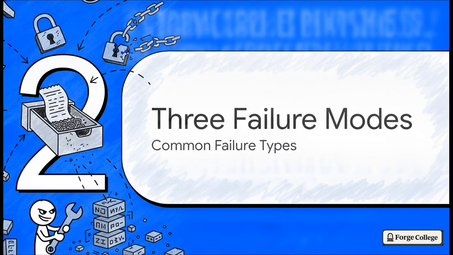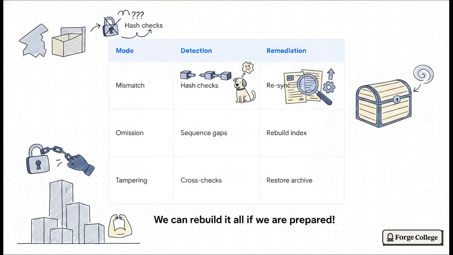Moving on to section 2, 3 critical failure modes. Let's talk about common failure types. Okay, so what actually happens when things break? We have 3 main culprits. First is mismatch. That's when your drawer data completely disagrees with the math. You detect this with hashes and you fix it by resyncing.